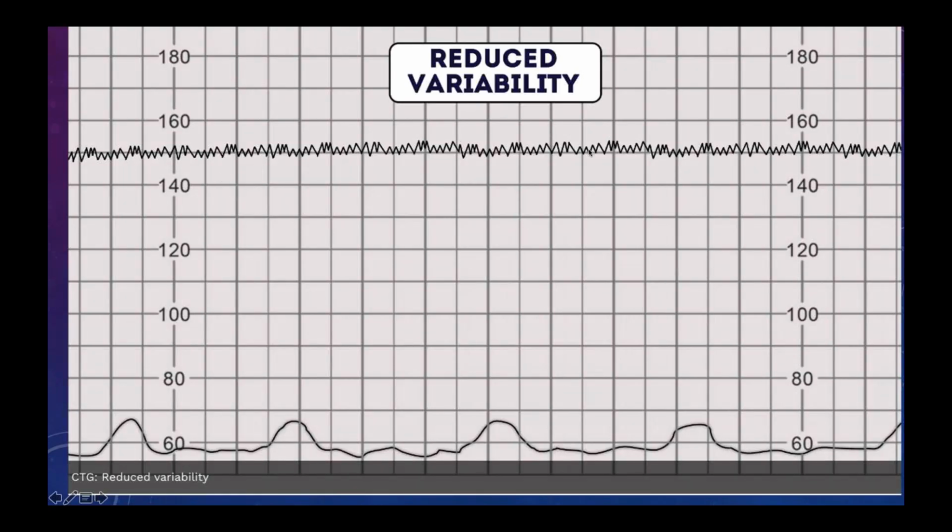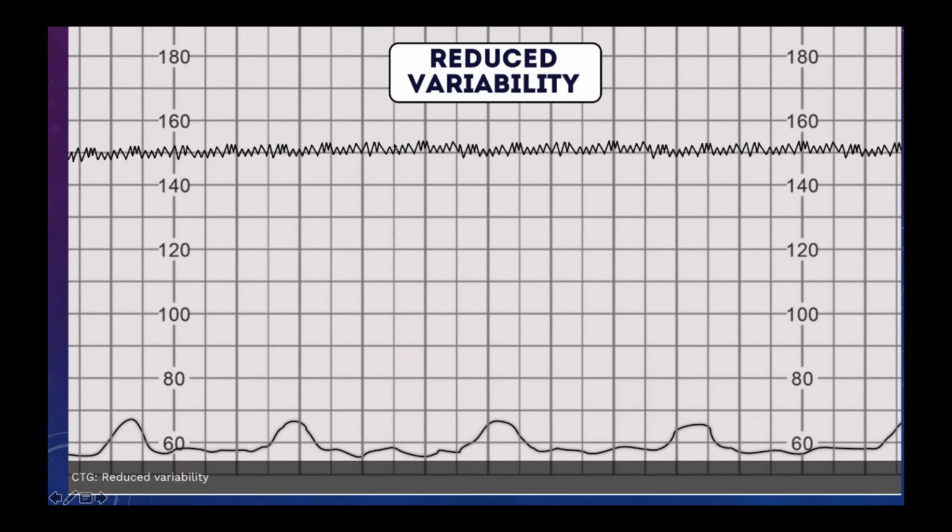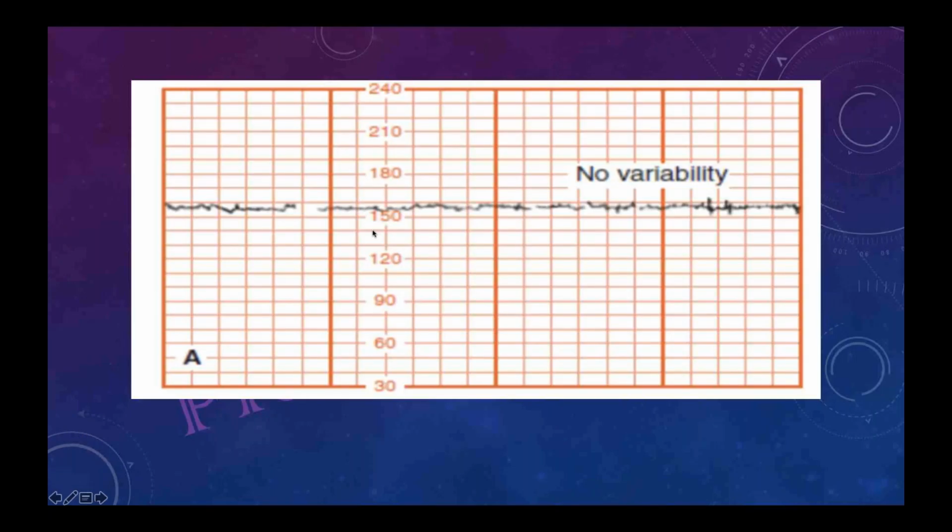Now you can see variability is reduced. If we take a 1 minute strip and I put a line here and a line here, it will be less than half a square, so this variability is less than 5. If the variability is less than 5, then it is reduced. Now you see in this trace there had been no oscillation at all, so there is no variability.